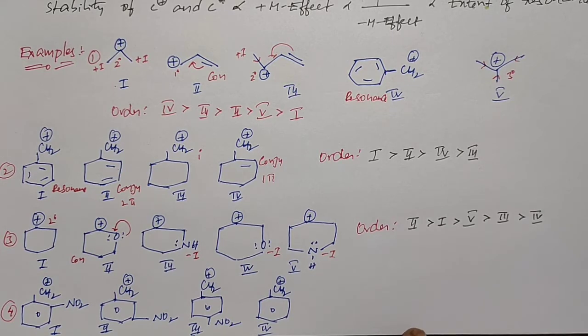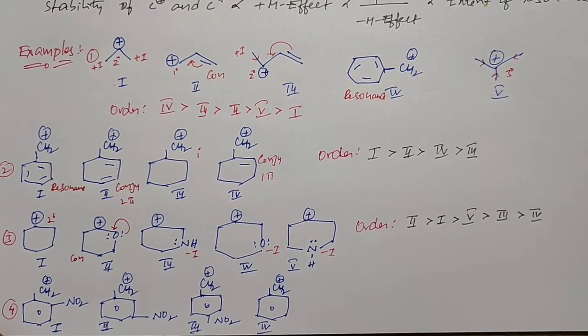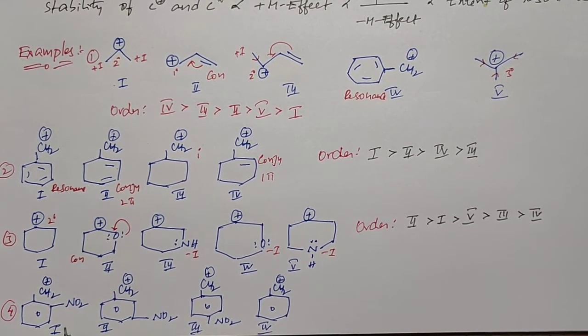And next example. So when you go for example 4, here we have four structures. In the first structure, the NO2 group is at the ortho position. In the second structure, it is present at the meta position. In the third structure, it is present at the para position of the benzyl carbocation. The fourth one is the benzyl carbocation itself.